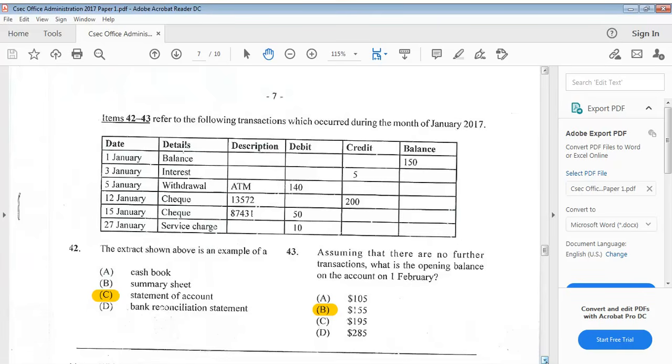Okay, so items 42 and 43 are based on the following transactions during the month of January 2017. 42 says the extract shown above is an example of A, cash book, B, summary sheet, C, statement of account, or D, bank reconciliation statement. So we know that the extract shown is a statement of account. So our answer would be C.